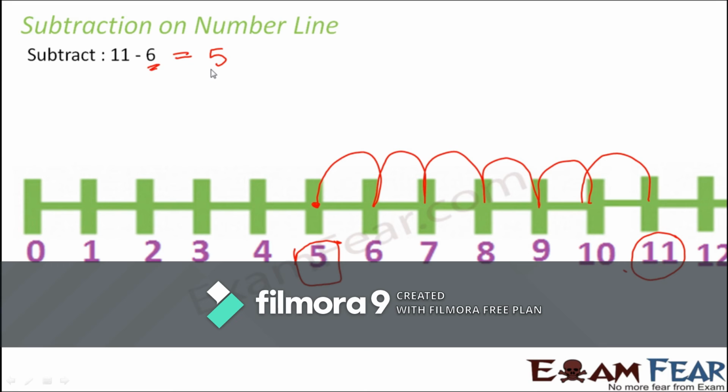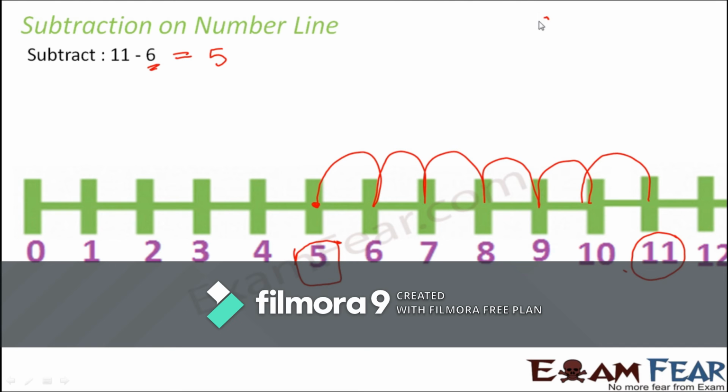So basically while we add or subtract on a number line, we just need to remember a very simple concept, that first you locate the number to which you want to add or from which you want to subtract. If you want to add something, jump towards the right. If you want to subtract something, jump towards the left.